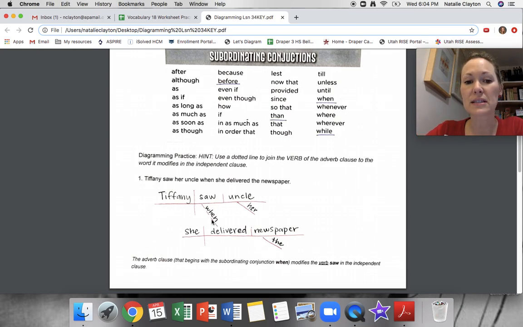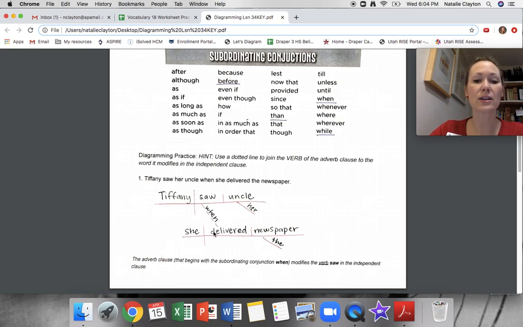Now here I would skip the subordinating conjunction just for a minute and diagram she delivered the newspaper. So we have our subject, okay, and our verb, delivered. So she delivered, and delivered what? Direct object, newspaper, which one? The. So these are things we already know. The tricky part is how do you connect when to the independent clause?